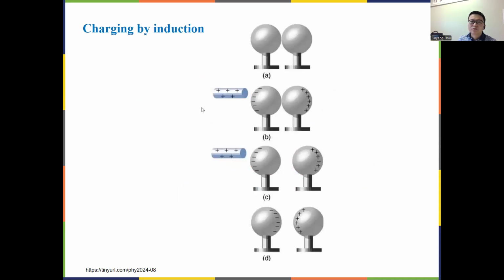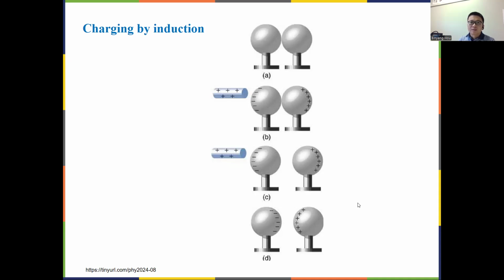You can also charge by induction, which means you have two pieces of conductors, and a charged material moving close by. The object closer to this charged rod will now be negatively charged, and this side will be positively charged, because electrons can move freely around. So electrons will go this way, leaving that side positively charged. After that, you can separate these two. Because this side is more negative, and this one is positive, you can then remove the rod, and both of these metal balls will be charged.